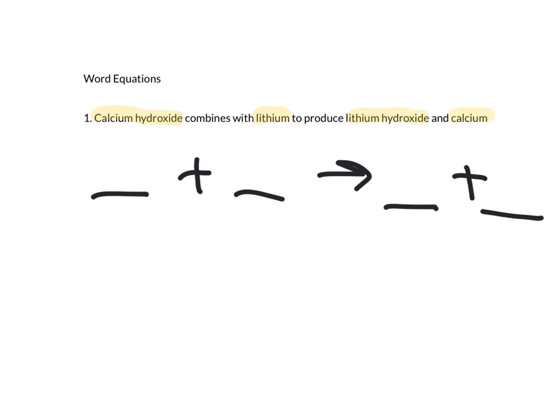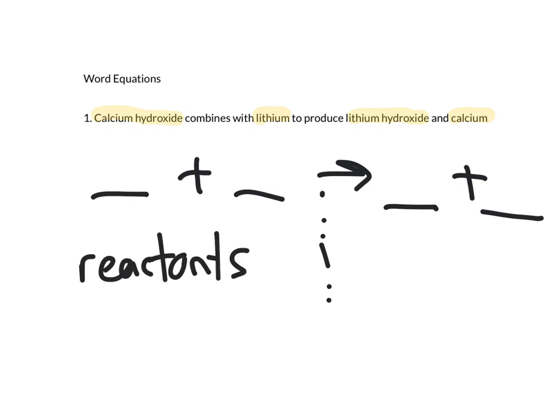So we basically have to be able to put these into an equation. Now remember, on this side of the reaction arrow, these are going to be the reactants, and on the right side, these are going to be the products. So we have to make sure that we can identify which ones are the reactants and which ones are the products. Okay, so now we have to break down this wording.